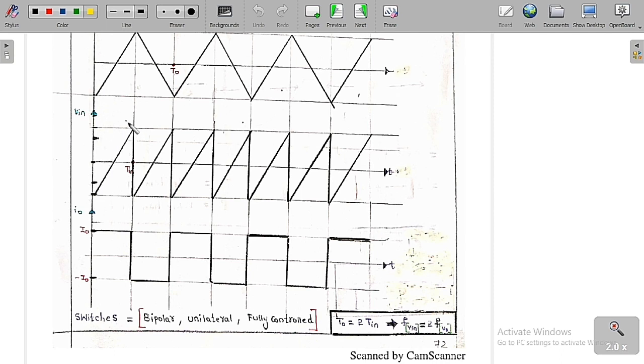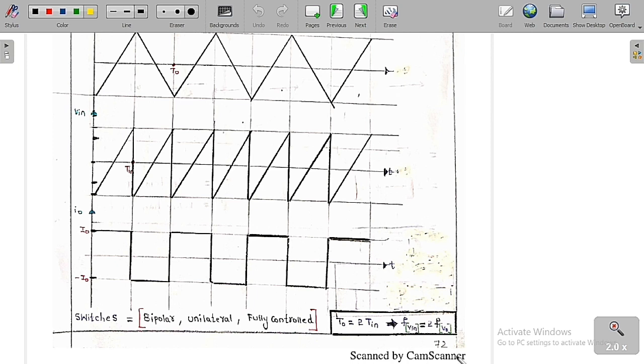Now I want to find the time period of the input voltage. If this is the time period of the output voltage or the output current, T naught, then we can say that 2 into Tin is equal to T naught. If you go for the reciprocal of this, we get that the frequency of the output voltage is equal to half of the frequency of the input voltage.